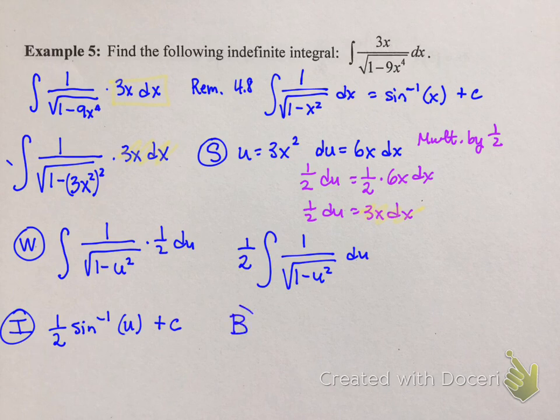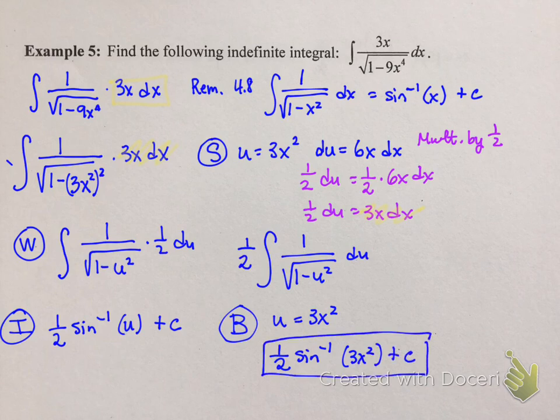Which brings me to the last step, back substitute. Remember, u equals 3x squared. Wherever I see u, I'm going to put in 3x squared, and then we'll call it a day on this one. So this becomes 1/2 inverse sine of 3x squared plus c, which is my answer.